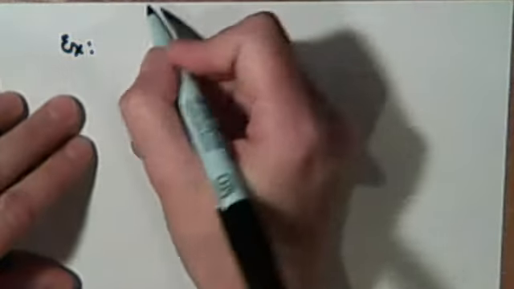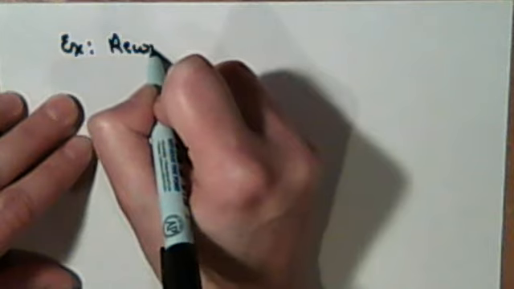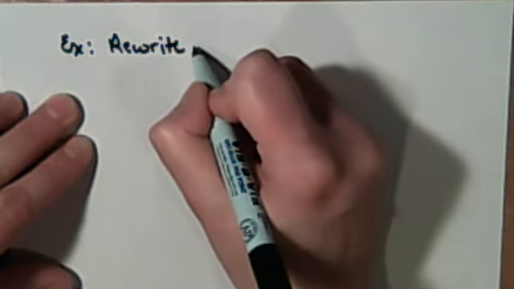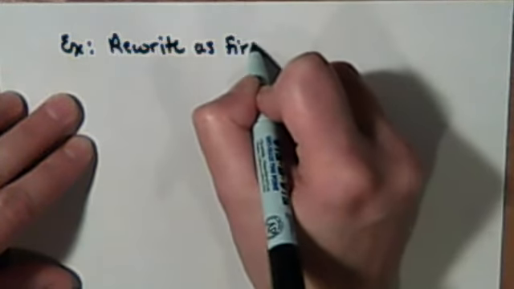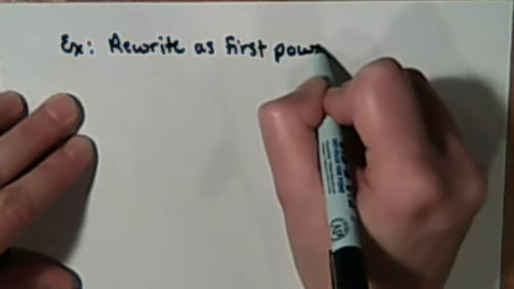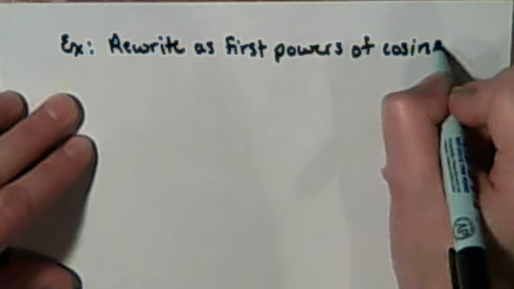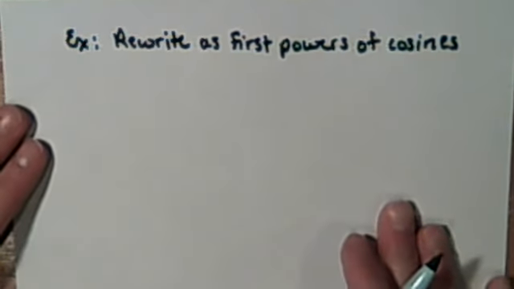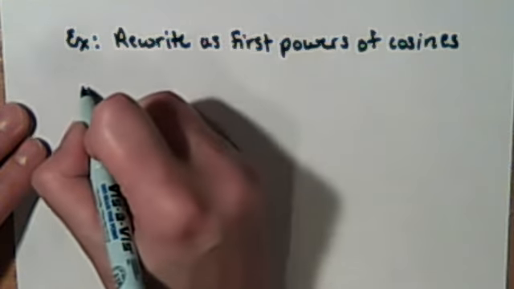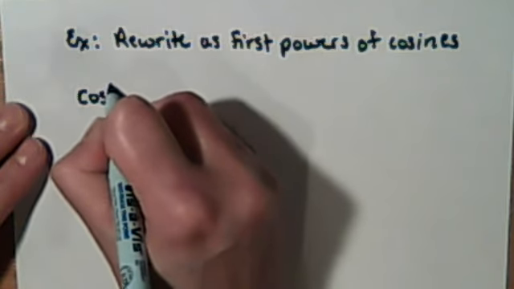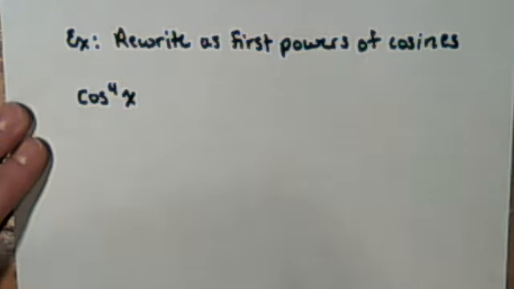So the example that I want to take a look at is the following. We want to rewrite as first powers of cosines. Okay, so what we're going to take a look at is cosine to the 4th power of x, and we want to try to rewrite it.